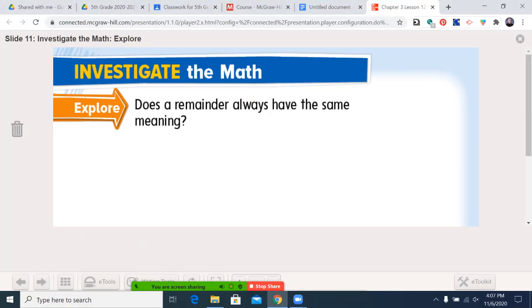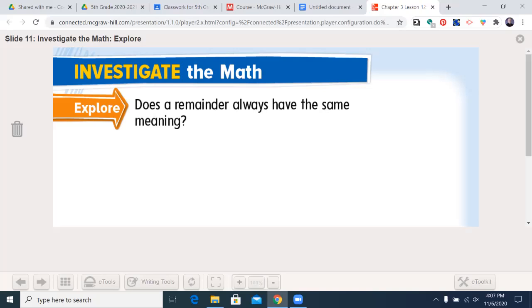So let's have a discussion. Does a remainder always have the same meaning? If you paid attention in lesson 11, you would know that sometimes we might have to add the remainder as if it was a whole to our whole number part of the quotient. And sometimes we might just cut it off, depending on what the rest of the problem has to do. This really only applies in story problems.